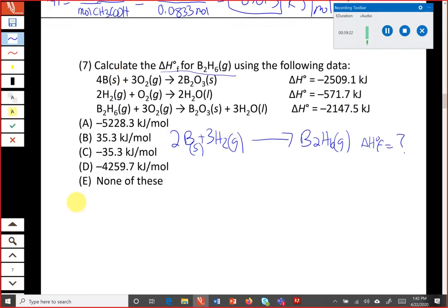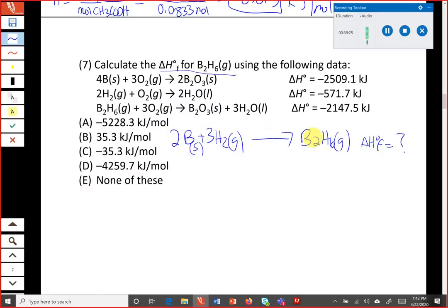So the way we want to do this is we want to look for the reactants and products in the unknown equation and see where they appear up here. Ideally we want to find reactants and products that only appear once in the given equations. So if we see boron, we have 2 borons as a reactant in the unknown equation, and this first one here, which I'll number 1, 2, and 3 to keep them straight from each other, this first equation is the only one that has a boron in it. We have 2 borons in our unknown equation that we're trying to get to. We have 4 borons up here, so we're going to have to take all the coefficients in the first equation and multiply them by 1/2.